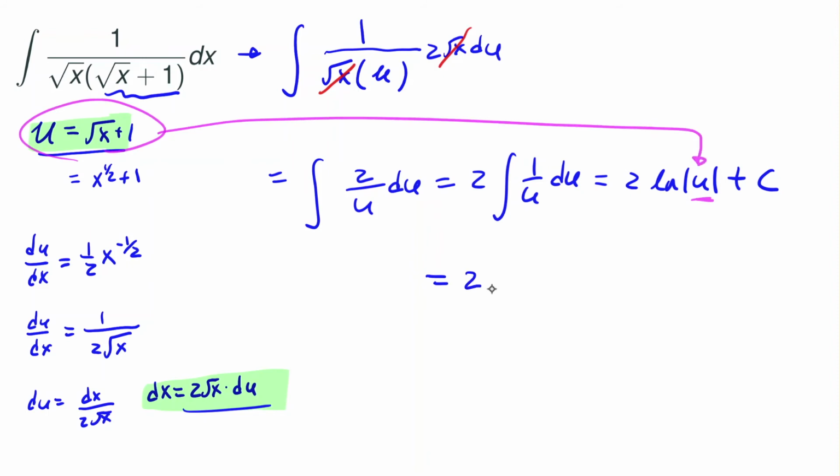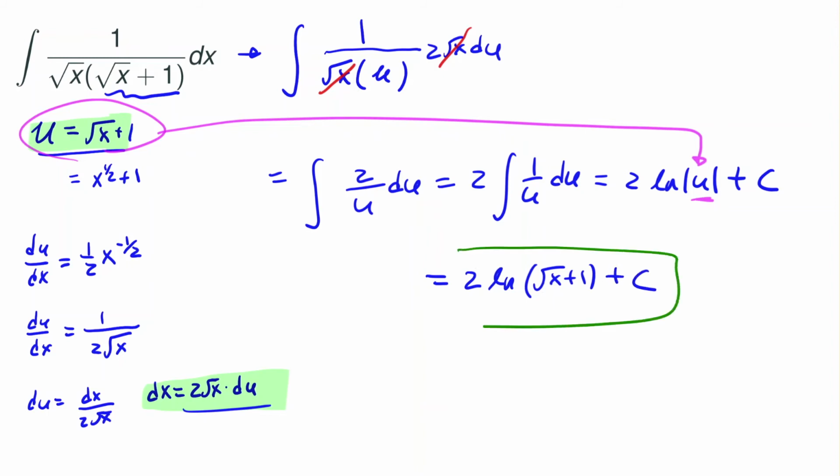So we have 2 ln of, well, absolute value, because the inside of a natural log always has to be positive. But square root of x plus 1 is already positive. It's always positive, right? Square root always gives a positive number. So plus c. So this is the final answer for the indefinite integral of this function right here. So that means if I take the derivative of this function, we should get this right here.